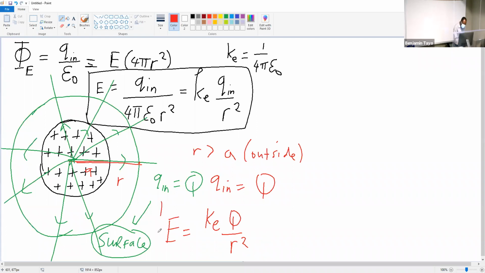And so my electric field is equal to K_e Q in over R squared. So the electric field outside is very easy to calculate, because outside, all the charge is inside that volume, right? So all I need to do is to say that Q in is equal to big Q, and then I get the electric field outside. And this is an equation that we've seen before. This is just the electric field of a point charge.